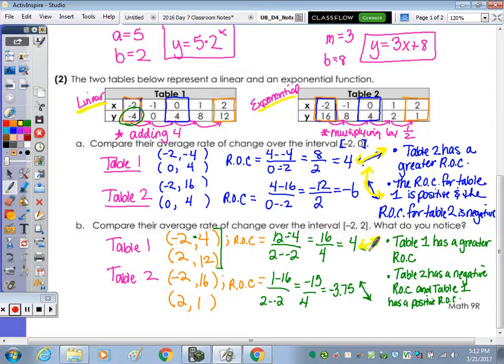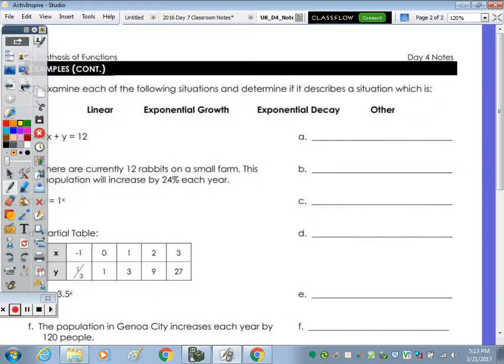And then table 2. We also have the negative slope. So in our curve looking like that. On the back side, it says examine each of the following situations and determine if the situation is a linear type of situation or exponential.